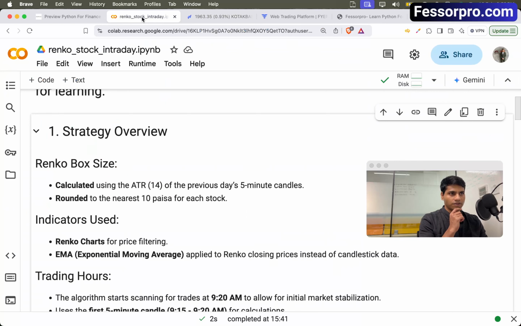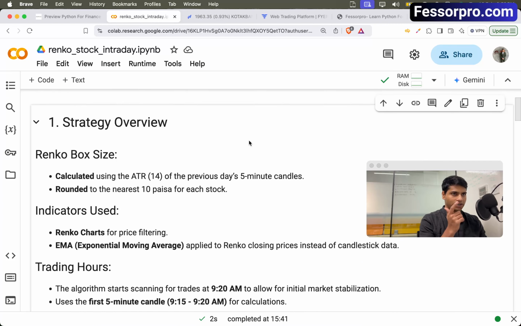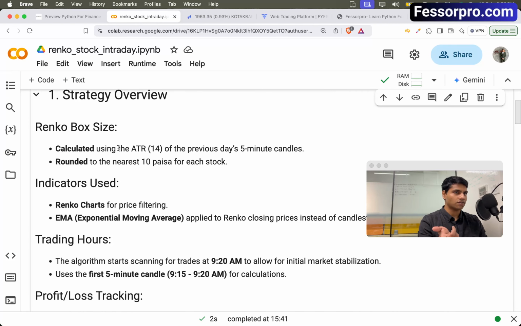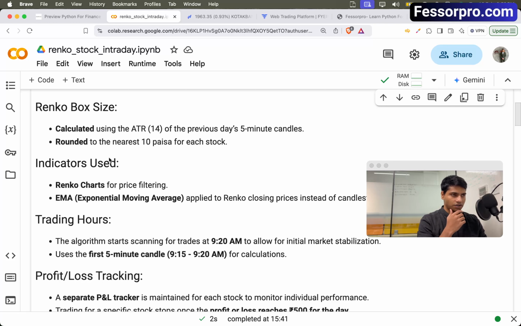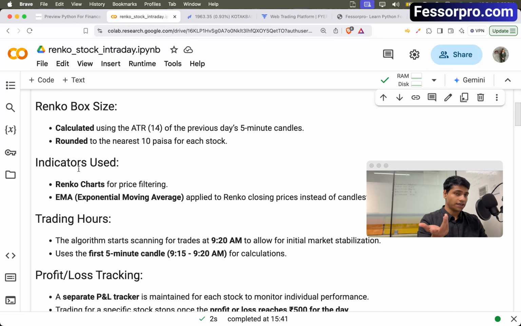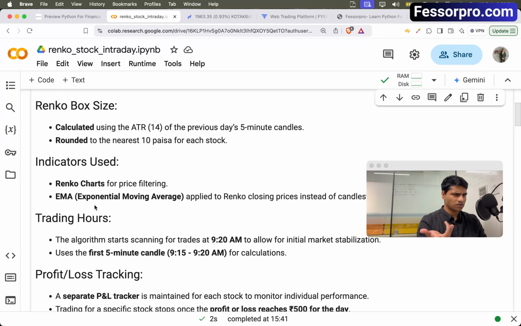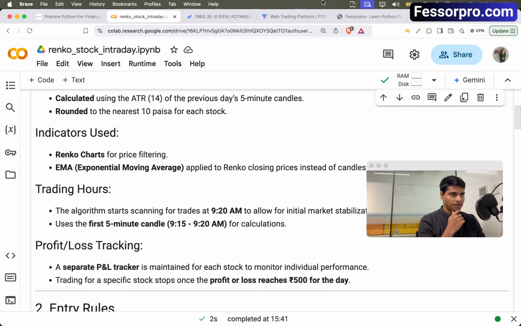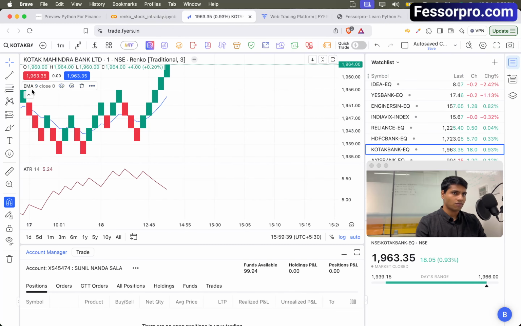Now what we will do, if you look at the theory that I provided, this is the entire strategy overview. So we will calculate the ATR, 14 days ATR on 5 minute on the previous day. We will round that value. So I've rounded it to 4. Renko indicators used is Renko chart and EMA. Renko is not actually an indicator. EMA is an indicator. So let me add an indicator also. So I've already added an indicator EMA. Now this EMA is calculated on the closing price of Renko, not the closing price of candle.